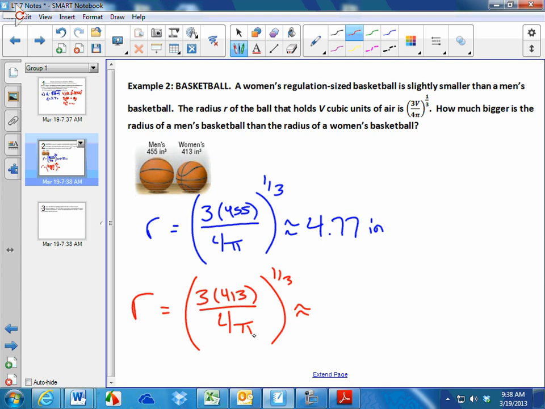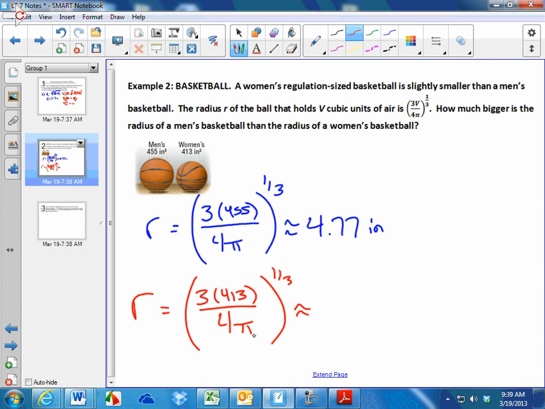I still don't do that, though. I don't try to type that all in with all those parentheses. Personally, I just do 3 times 413, enter. Divided by parentheses, 4 pi, enter. Then I hit the exponent button, 1/3. And essentially, I'm following the order of operations and telling my calculator to follow it with me. And you get 4.62. All right, we'll finish this up a lot faster.